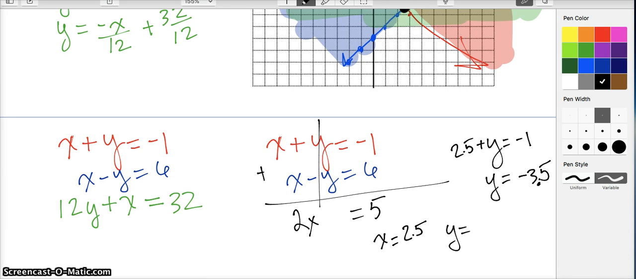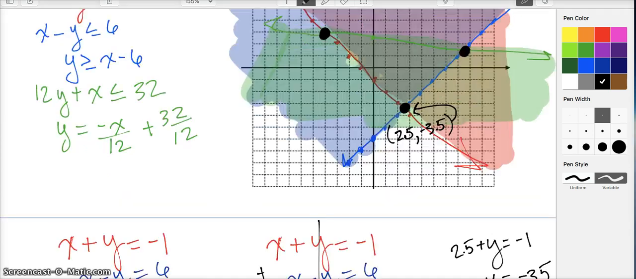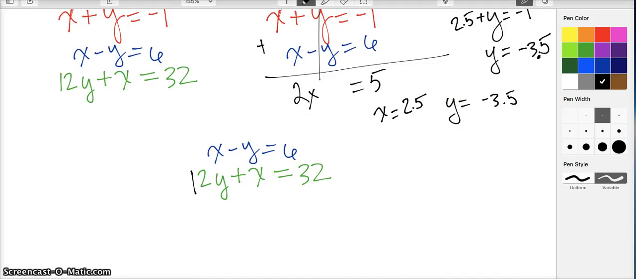So y is equal to -3.5 when x is equal to +2.5. I'm going to put that right on my graph. There we go. Next, let's take a look at the intersection of the green and the blue equation. Okay, so this should be a 12.